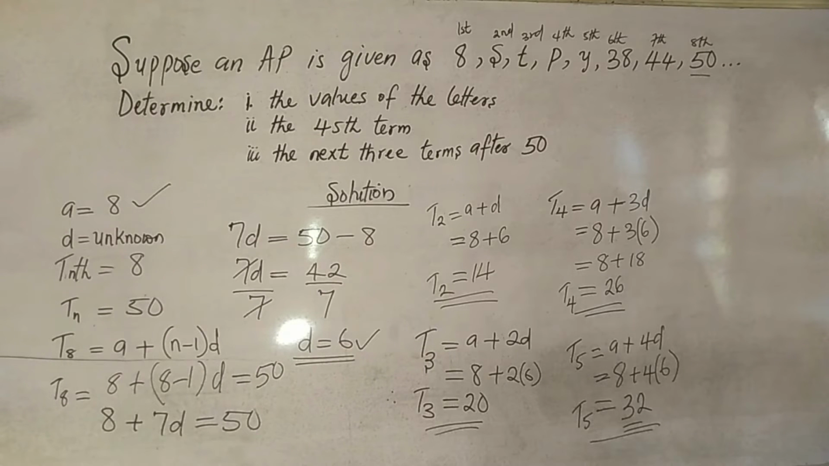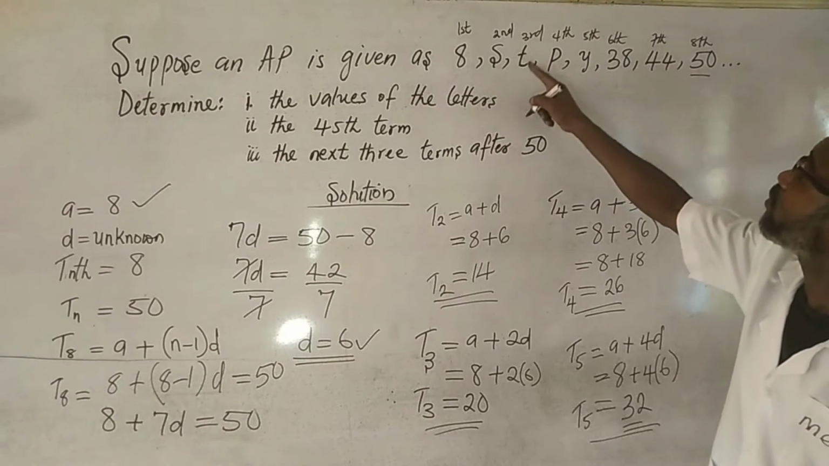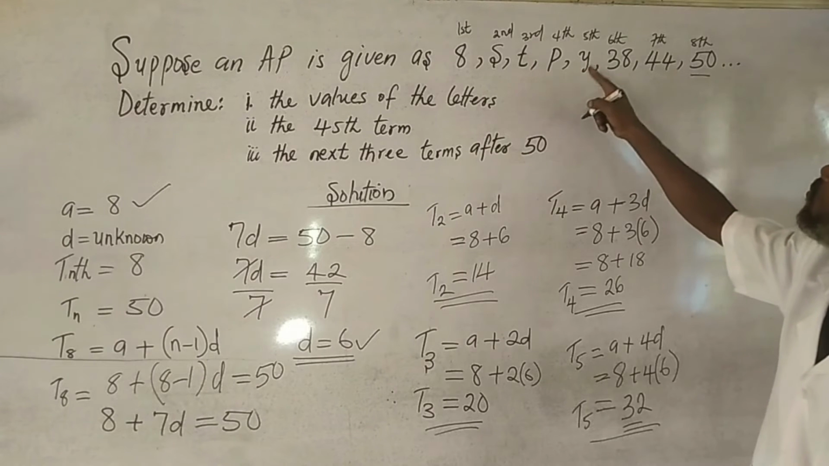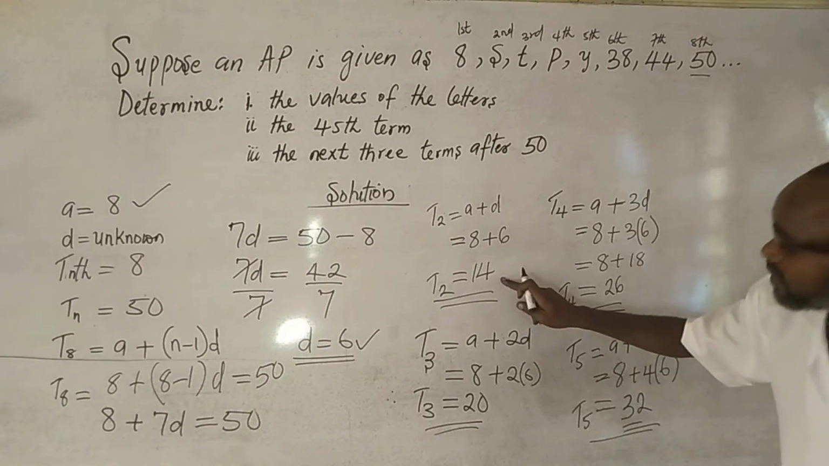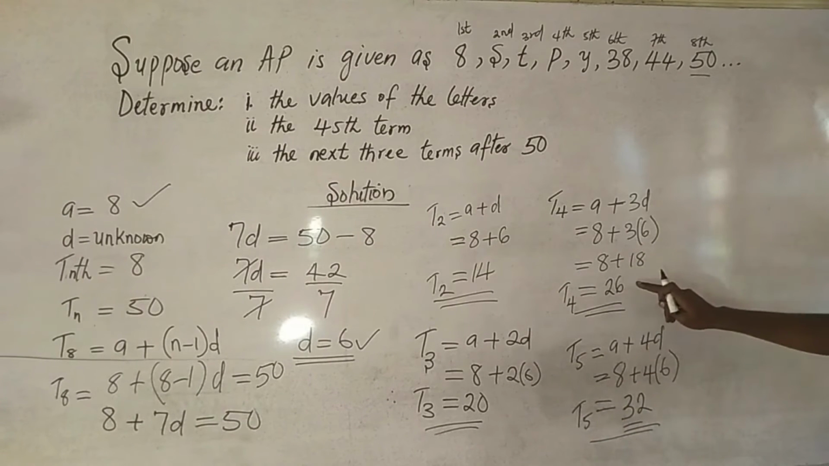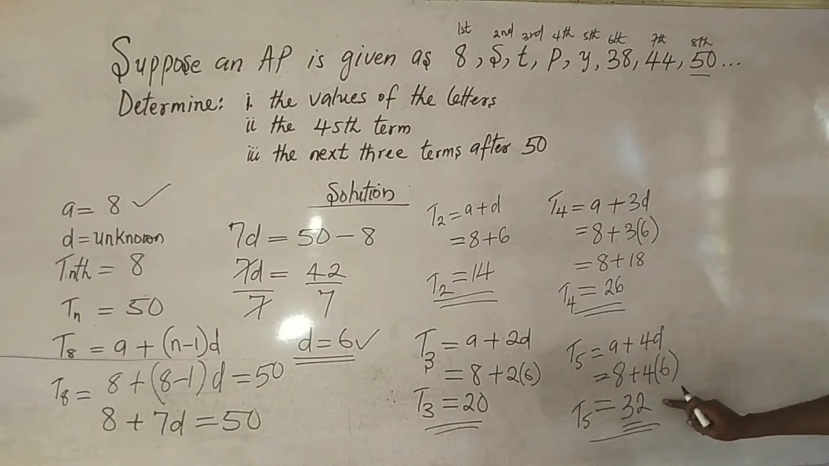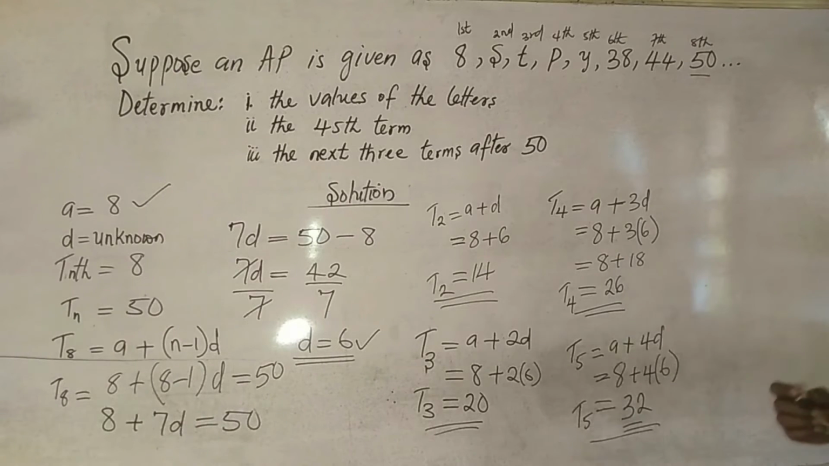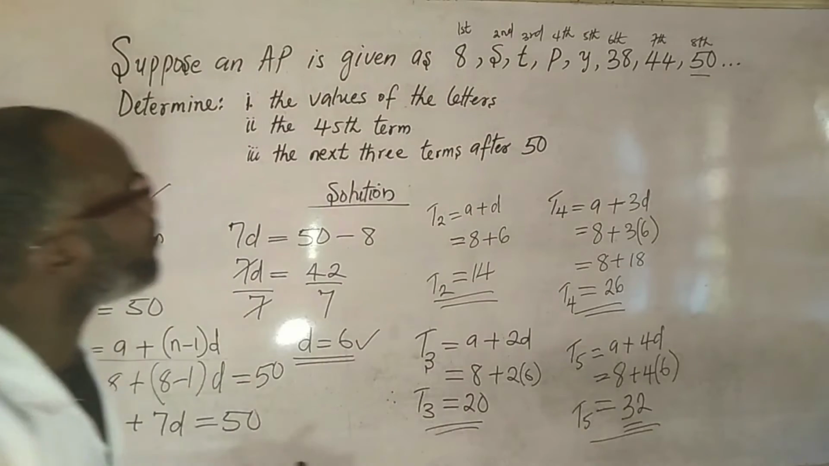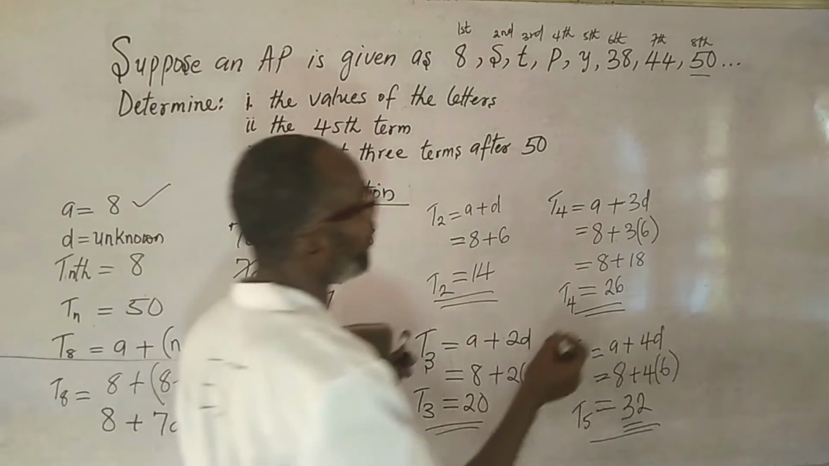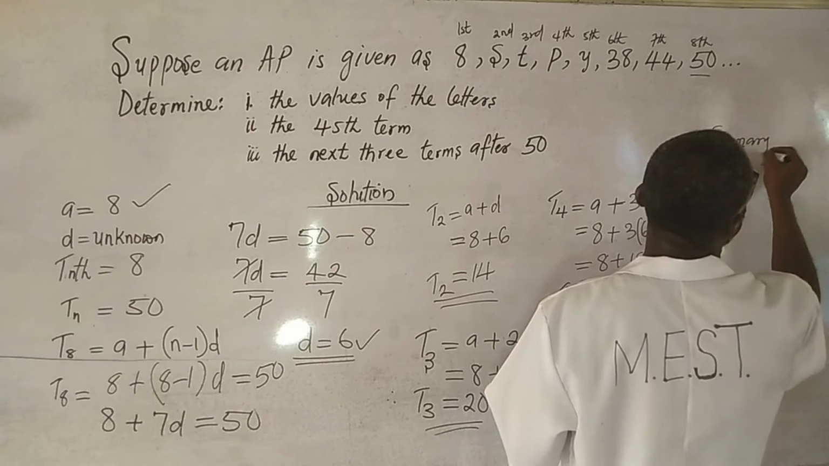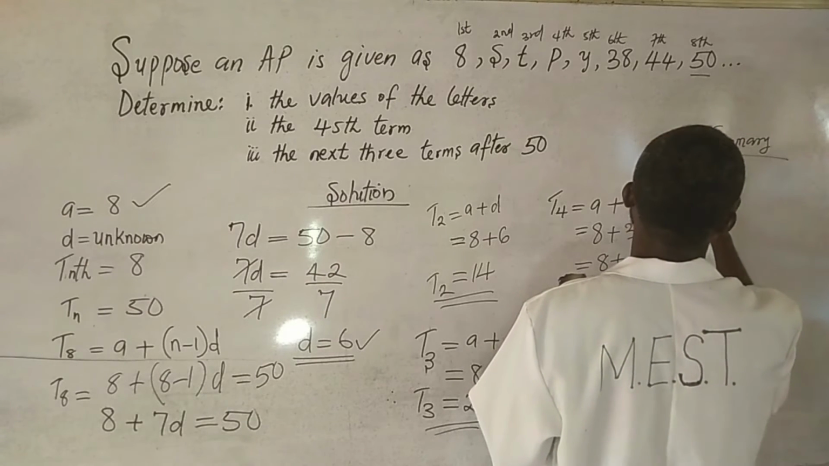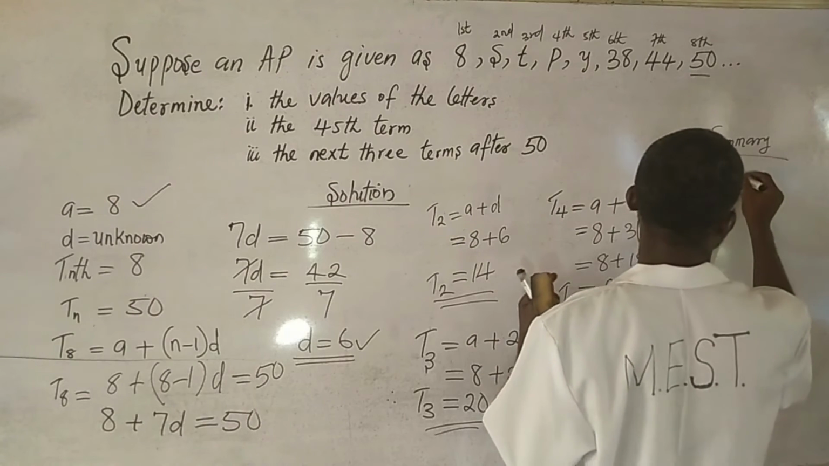Is there another one remaining? We found second term, third term, fourth term, fifth term, respectively, to be 14, 20, 26, and 32, respectively. Also, so what do we do? Very simple. We summarize. And in summarizing, we have that the letter X has value 14, right?